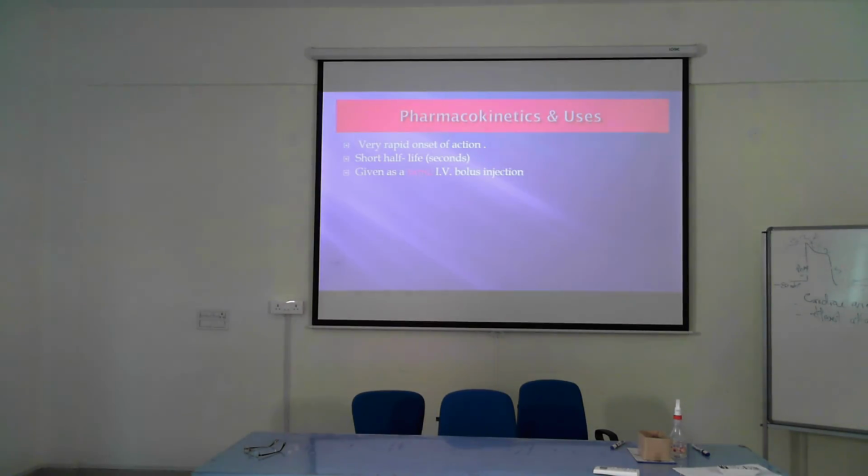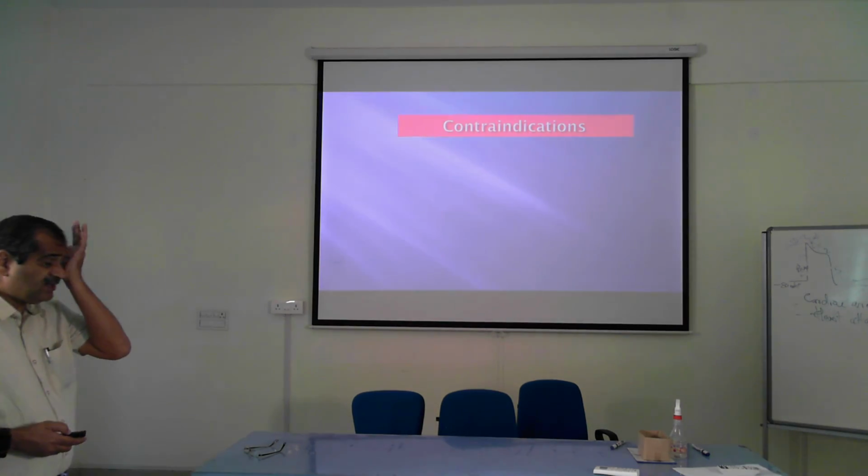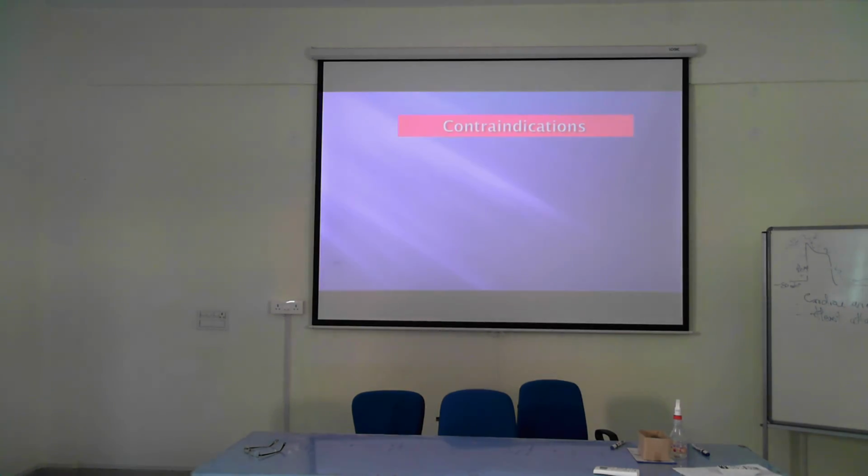Then the pharmacokinetics: very rapid onset of action, then short half-life, especially adenosine, given only IV, rapid IV bolus injection, whenever there is a complete stop of the heart, especially very fast, and for acute termination of re-entrant arrhythmias. So that's the drug of choice. Whenever you are administering drugs acting on the cardiovascular system, you have to be very, very careful, and you should know the mechanism properly, or else you may cause the death of the patient. And it should not be used in bronchial asthma, AV block, hypotension, etc.